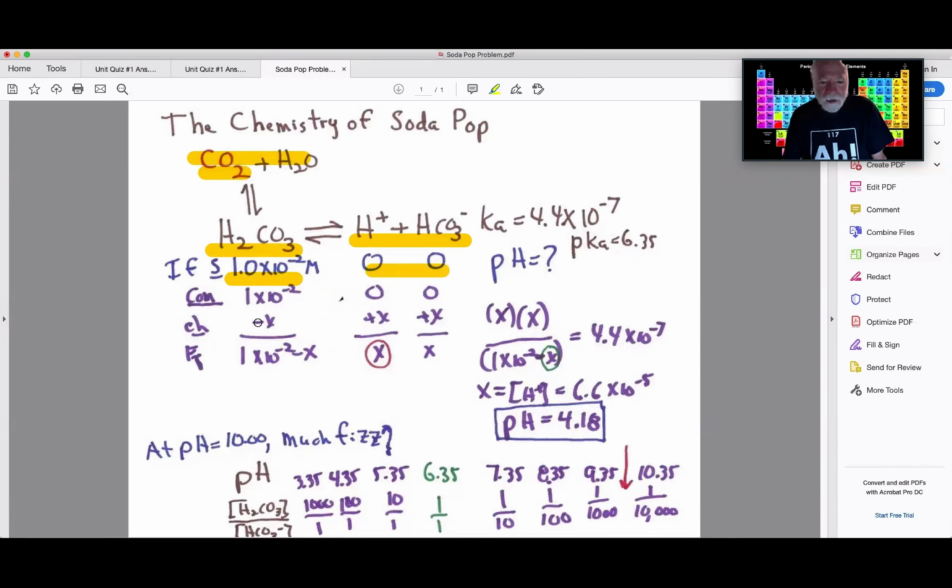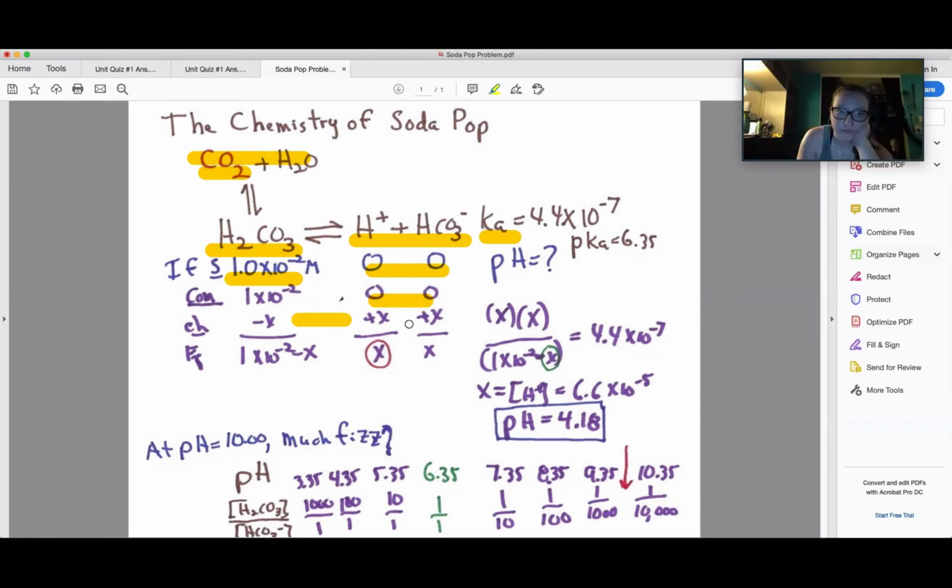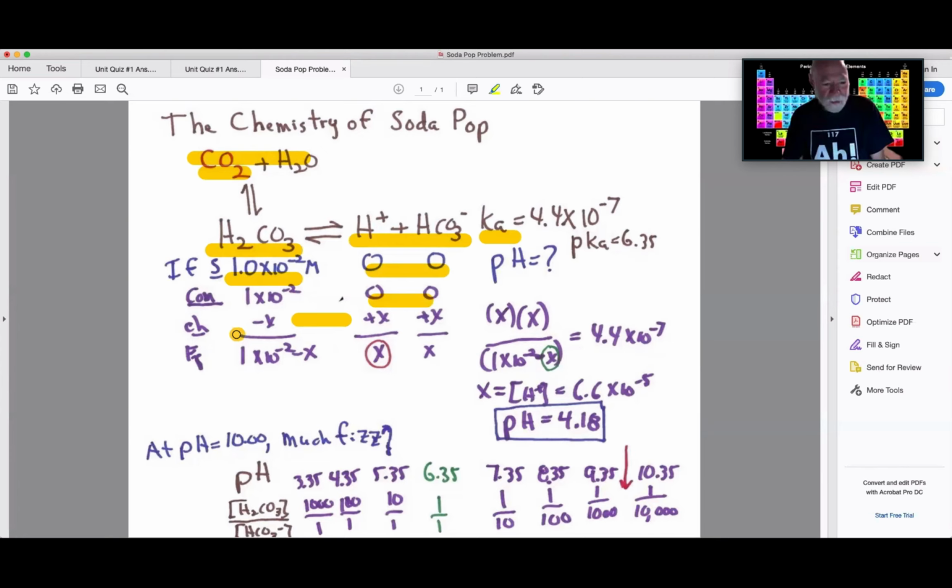Now notice, because of the small size of the K, the completion step would be the same as the start step. Change step: you can't have zeros in an equilibrium system, so the system now shifts to the right, and we're going to lose X of the molecules, gain X of hydrogen and hydrogen carbonate. This line is a summation line. So the equilibrium concentration of the molecules is 1 times 10 to the minus 2 minus X. Hydrogen would be X, hydrogen carbonate is X. The reason I've circled this red X is because that's our goal. If we can find the equilibrium concentration of hydrogen ions, we can get the pH.